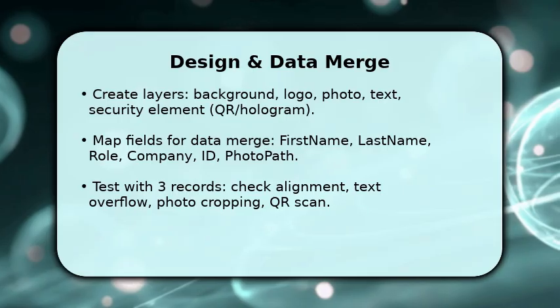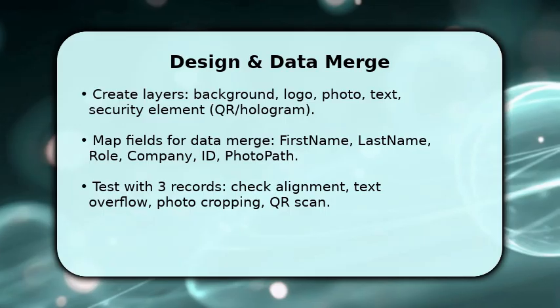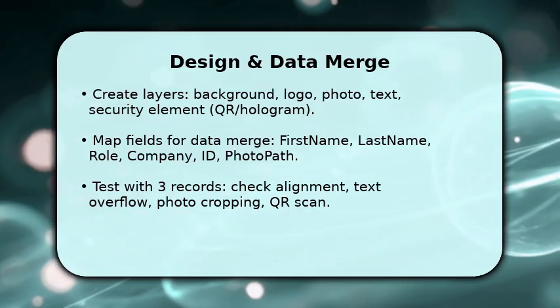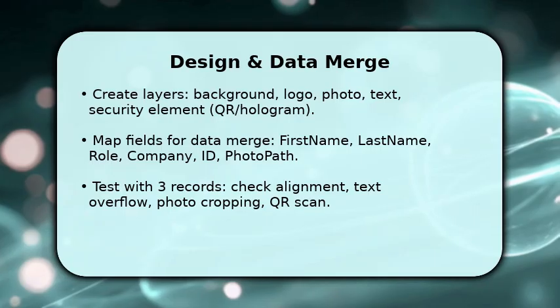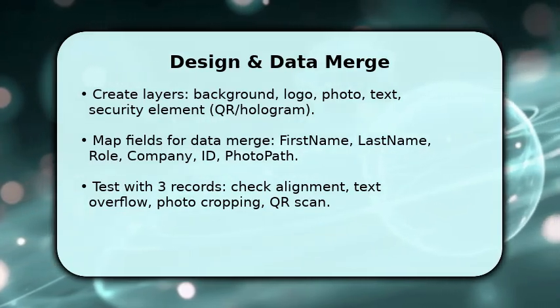This automates batch production. Once variables are mapped, run a small test merge with 3 representative records to inspect alignment, text overflow, photo crops, and QR readability. If adjustments are needed, tweak templates.